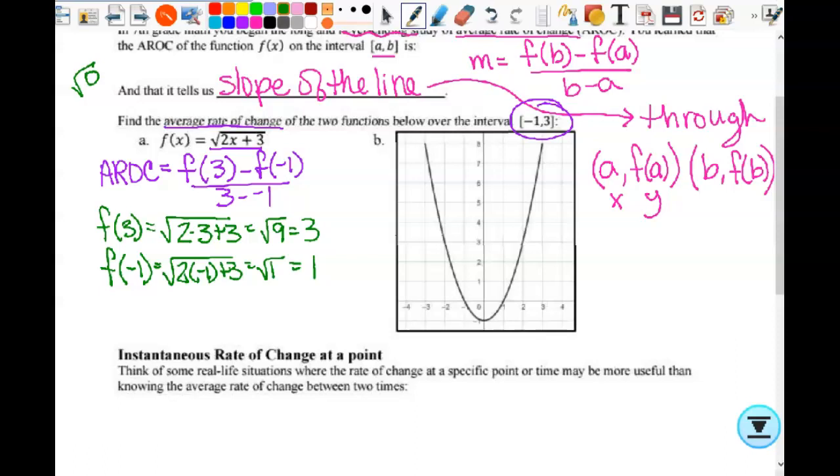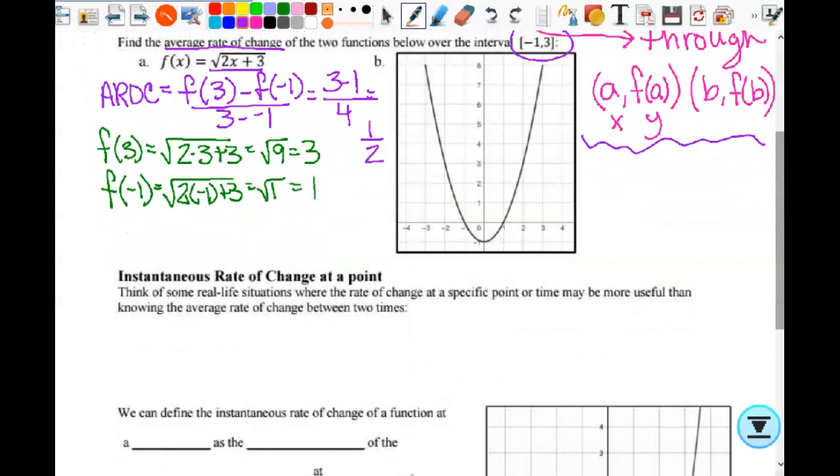All right, so now that I've found that, I'm going to come back up here and substitute it in, and f of 3 is 3 minus f of negative 1 is 1 over, what's 3 minus negative 1? 4. So that really gives me 2 over 4, which is 1/2. And that's my answer. Okay? It's literally just slope. Throw in some new notation. Okay? Now let's look at B.